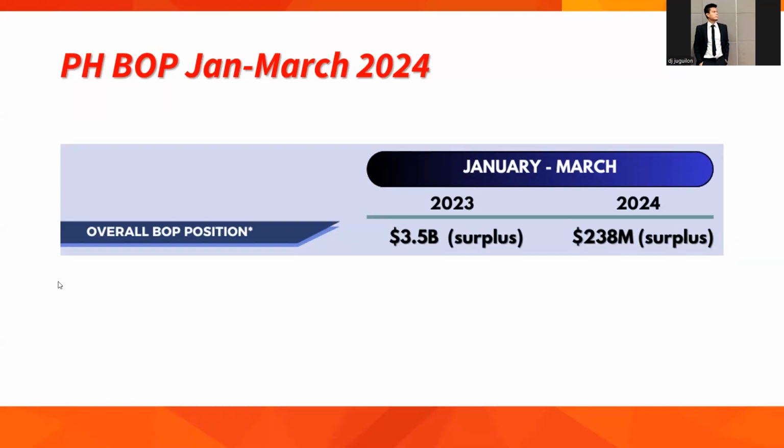The decline in our BOP position is mainly due to the fact that we have lower net inflows recorded in our financial account. Particularly, we have very low net inflows in our other investment account. So even if we have a negative in our financial account, the negative is much lower than the previous year as well, right?